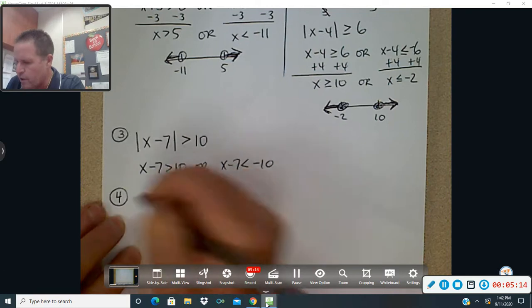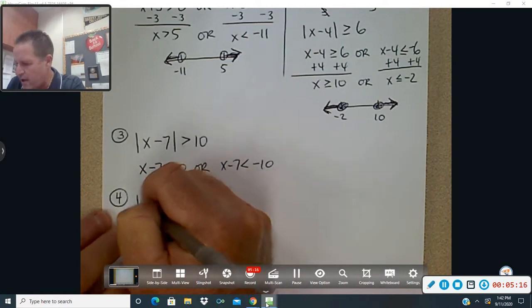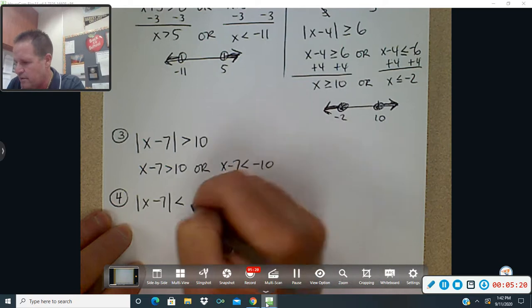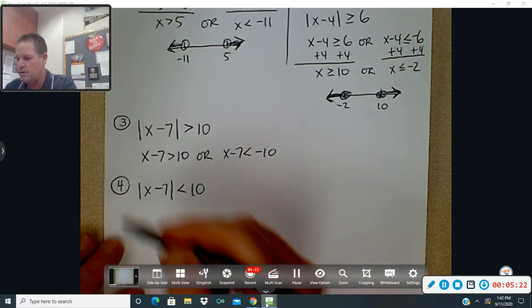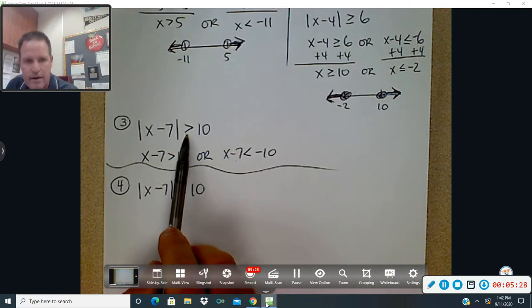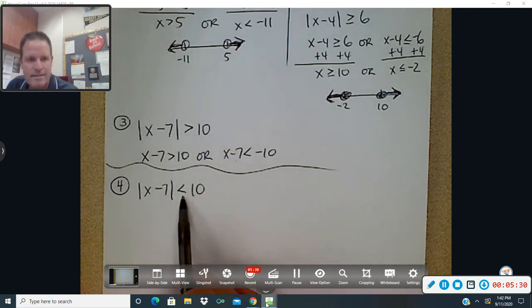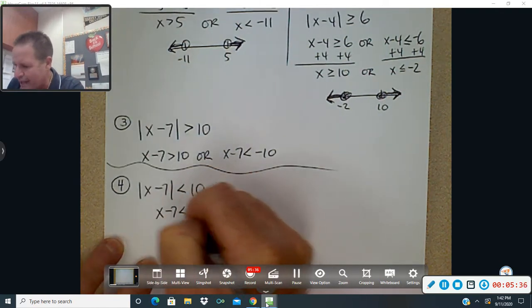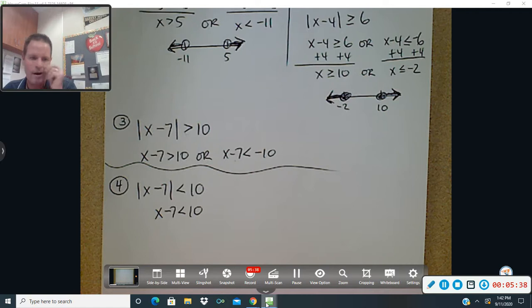Okay, let's try a fourth one here. Absolute value of x minus 7 is less than 10. And you might be saying to yourself, whoa, whoa, whoa, you just wrote the same question. No, I didn't. Look at it. This one was greater than. This one is now less than. Less than, sandwich, same. Again, the first one gets written exactly as you see it without the bars.